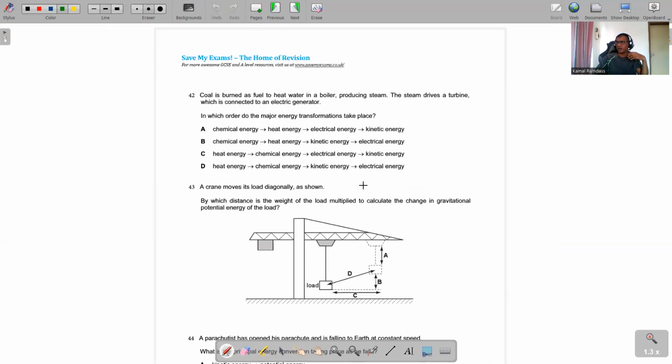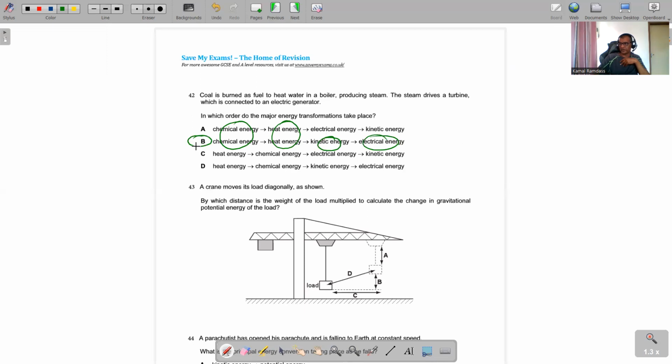Coal is burned as fuel to heat water in a boiler, producing steam. The steam drives a turbine, which is connected to an electrical generator. So: coal chemical energy, to heat energy, to kinetic energy, to electrical energy.